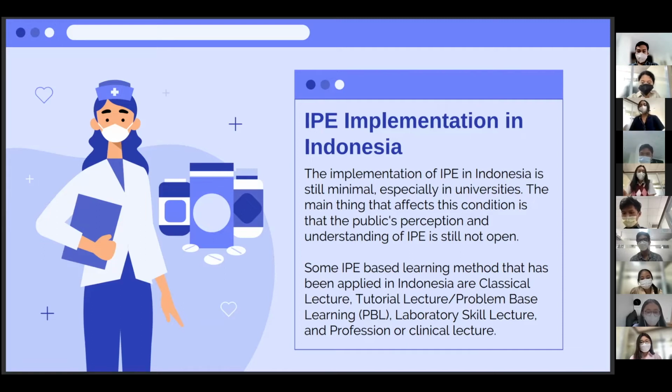Some IPE-based learning methods that have been applied in Indonesia are: first, classical lecture. It is implemented by involving lecturers from different knowledge disciplines and students from various health professions. Second, tutorial lecture or problem-based learning is done by small group discussion that involves students from various health professions to discuss, identify, and find solutions to the problem being discussed. Third, laboratory skill learning requires students to collaborate with other students from different professions on giving health services. And lastly, professional college or field clinic done directly under a health institution, such as hospital, clinic, and community-related.